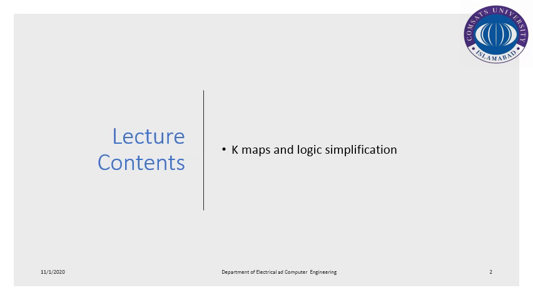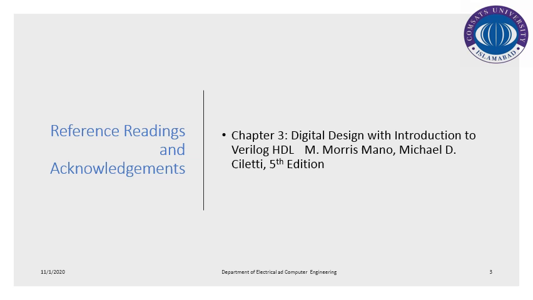So we've got both the options. Either we can simplify our Boolean expressions by using Boolean algebra, or we can use some simplification techniques, and K-maps is one of the simplification techniques from the many which we can use in order to simplify our expressions. As far as the reference readings and acknowledgements are concerned, we are at chapter number 3 of the book Digital Design with an Introduction to Verilog HDL.